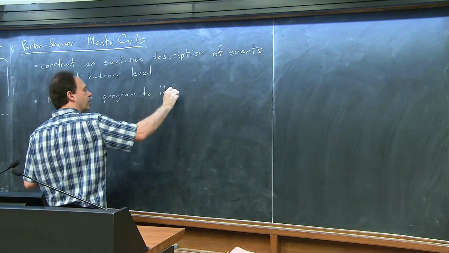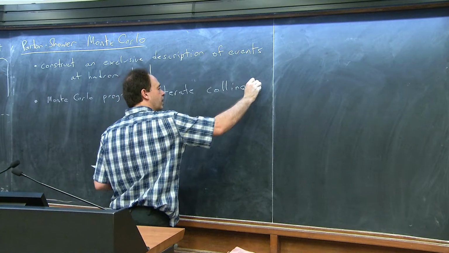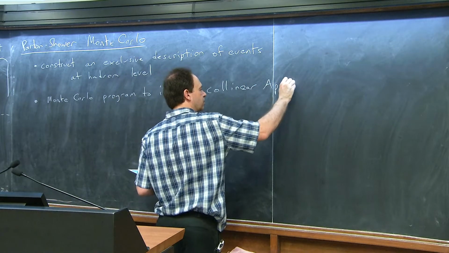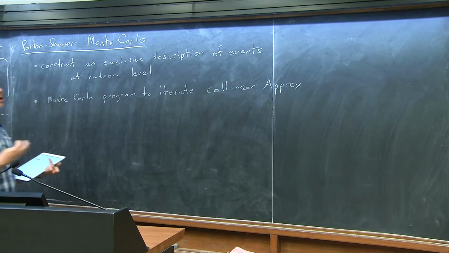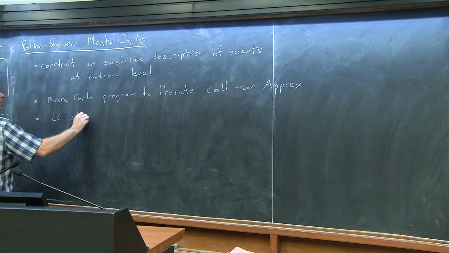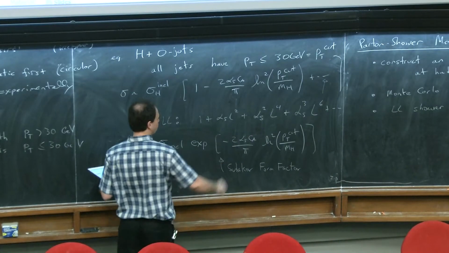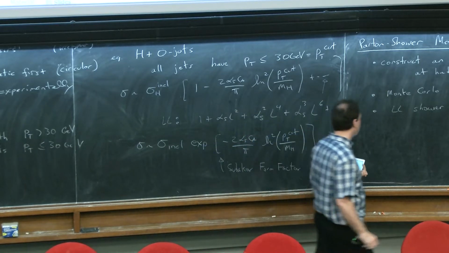which iterates the Colinear approximation and gives a result for the fully differential spectrum based on just using the Colinear approximation to produce a shower of particles. So typically you would say that you have predictions that are valid at leading log. This is kind of like what we mean by leading log, the largest set of logarithms, leading log shower.